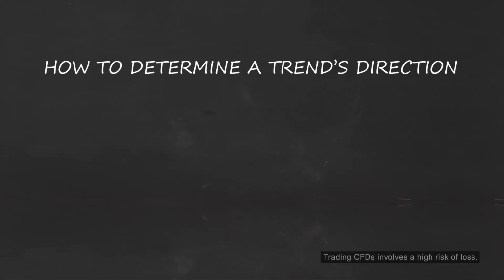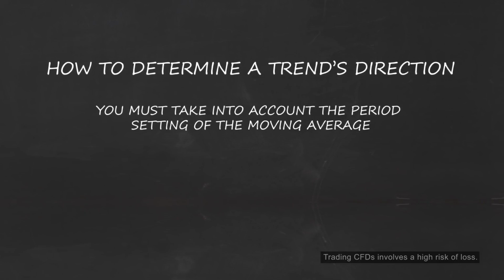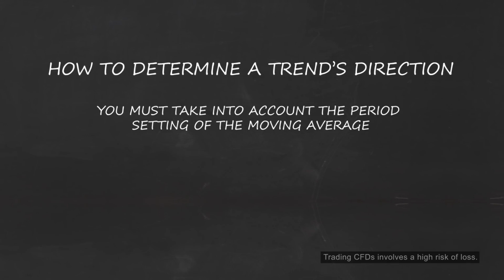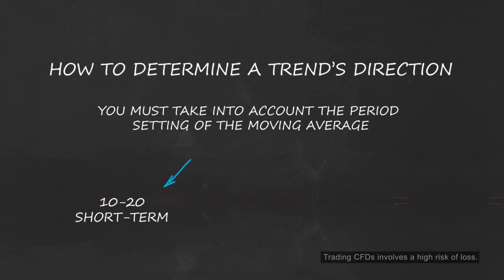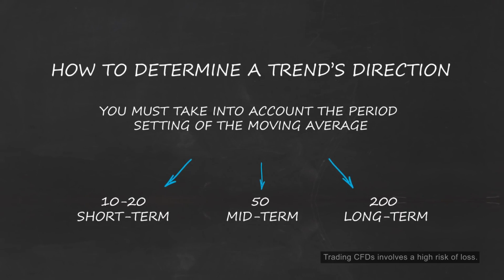To determine the direction of a trend using a moving average, you must take into account the set time period. We touched on this briefly in the last video where we showed you the most commonly used time periods when analysing short-term, mid-term and long-term trends. But why is it important to be aware of the time period of the moving average?